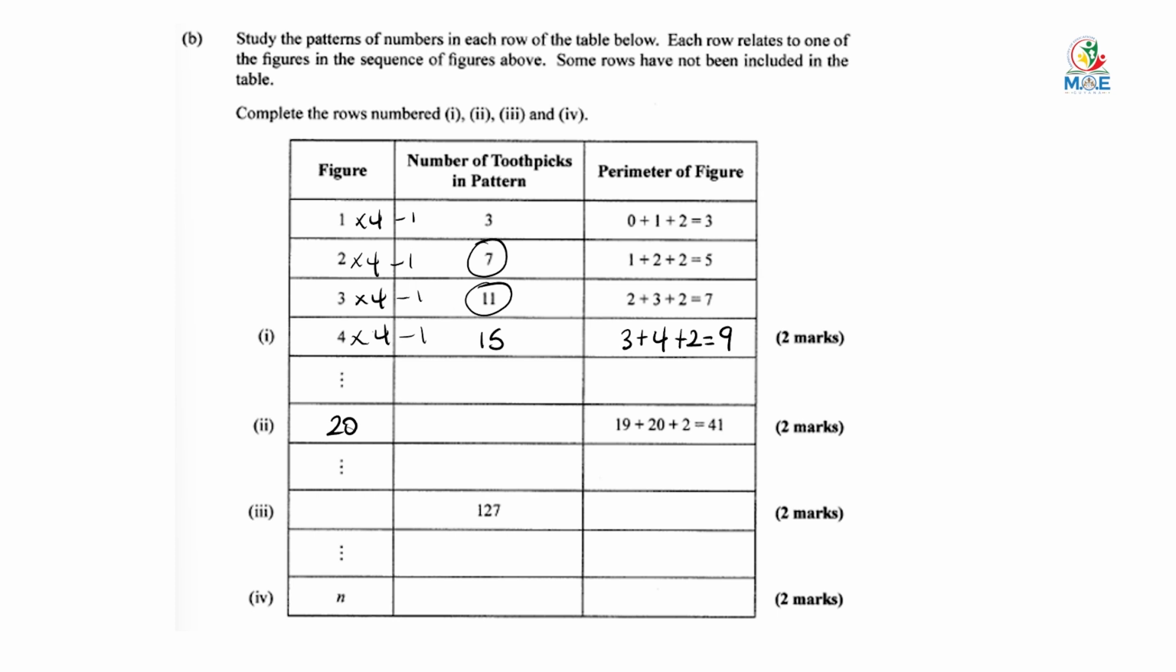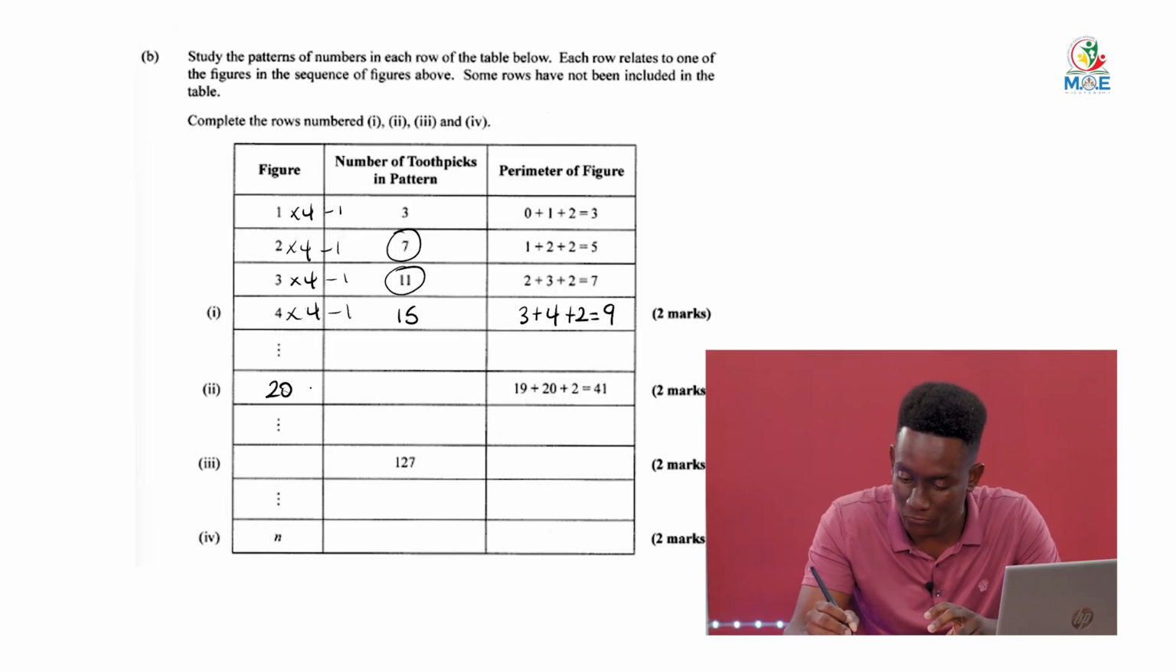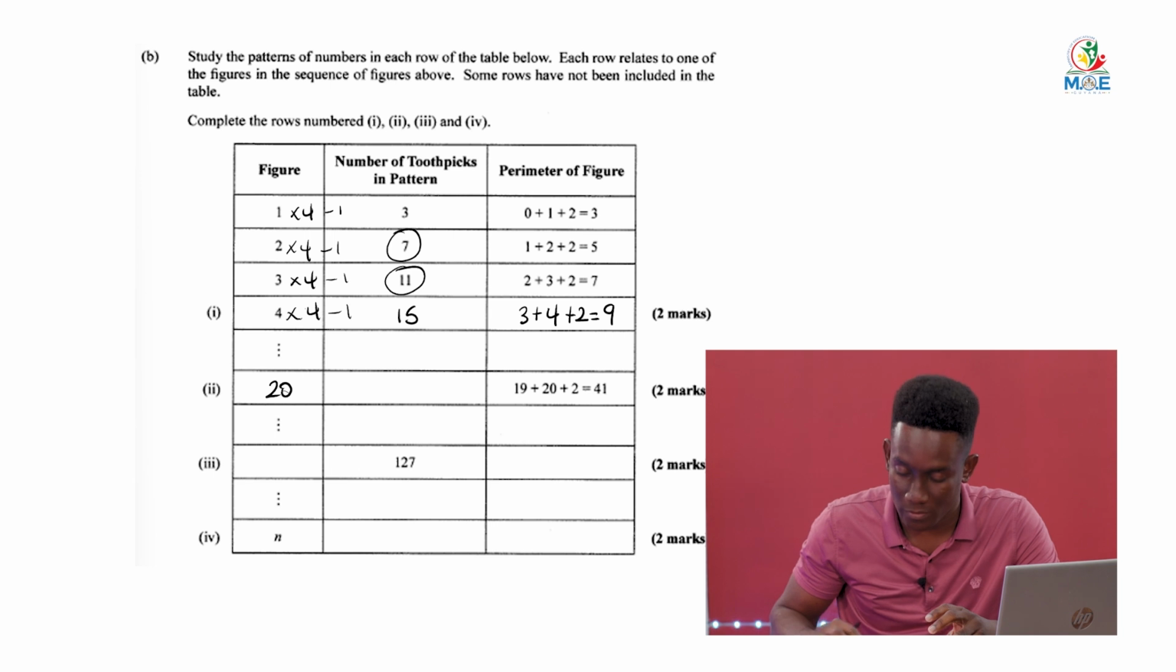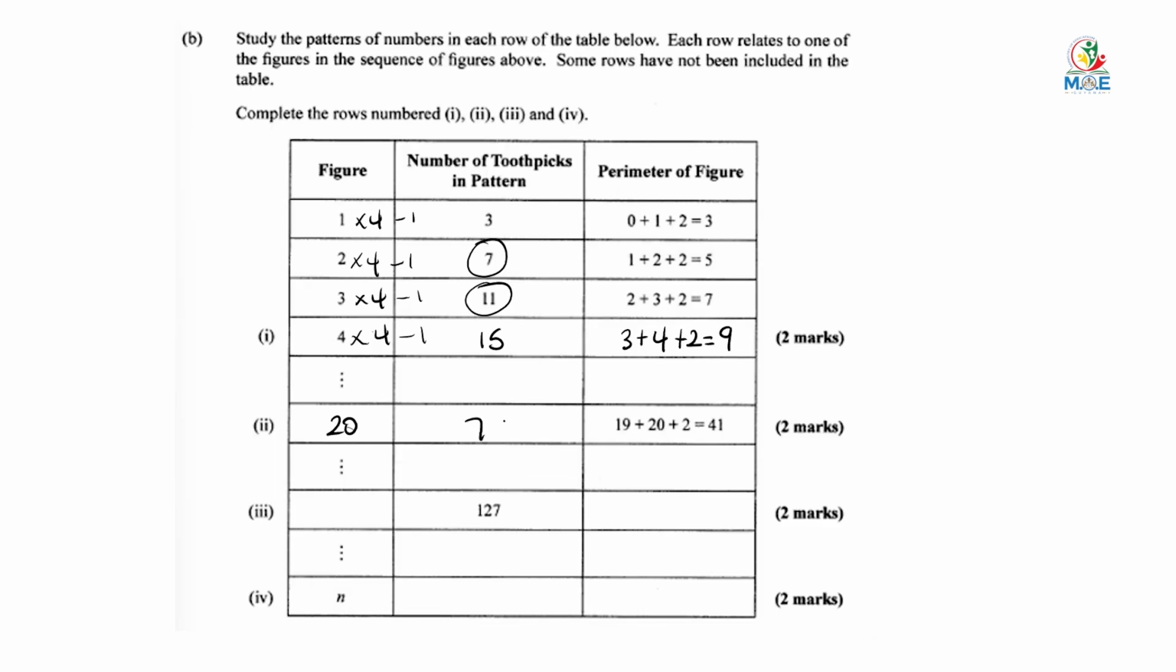So we see the pattern. So we can have 20 times 4 would be 80. 80 subtract 1 would be 79. And that would give me the answer there. And that kind of gives us the pattern. So that is what you need to do. Trial and error until something works for all.